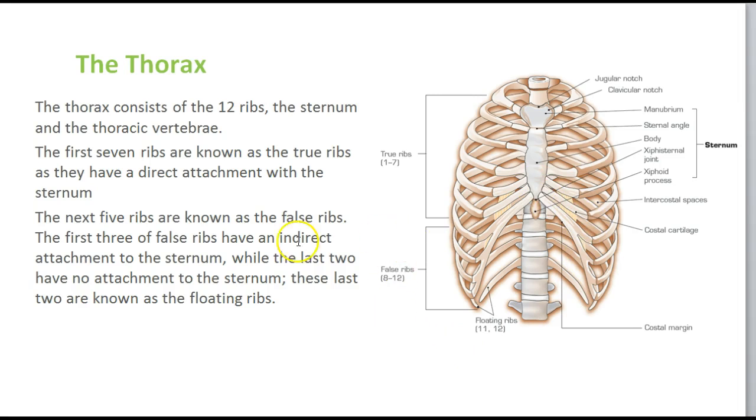Okay. When we look at the next 5 ribs, they're known as false ribs. So the first 3 false ribs have an indirect attachment to the sternum, whilst the last 2 have no attachment to the sternum at all. They're attached to the vertebrae, and these are called your floating ribs. So we've got 1 to 7, 8 to 12, but 11 and 12 are our floating ribs.